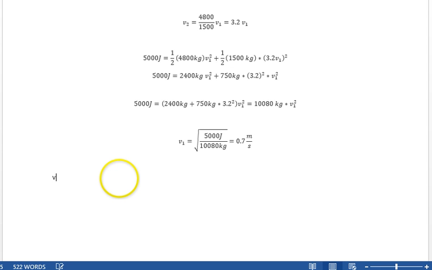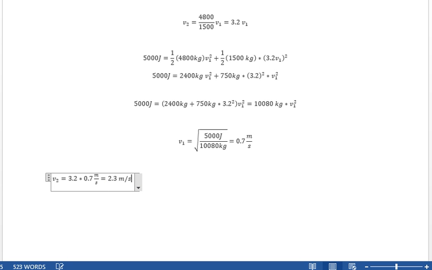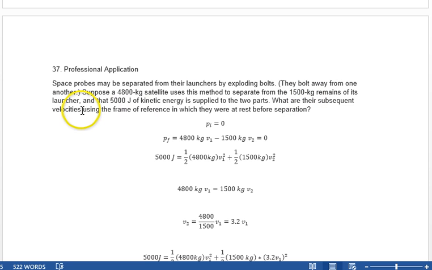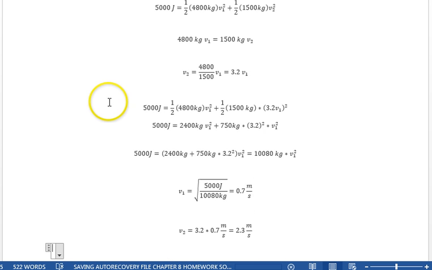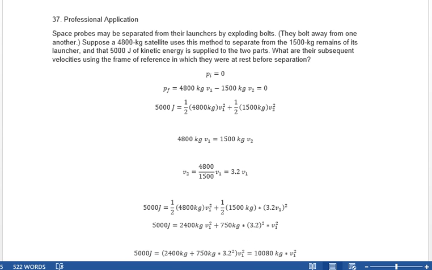And we know V2 is 3.2 times 0.7 meters per second, because V2 is 3.2 times V1, right? So 3.2 times 0.7 is 2.3 meters per second. And that's V1 and that's V2. All right, what are the subsequent velocities? And there we have it, 0.7 meters per second and 2.3 meters per second. And we're now done with problem 37.